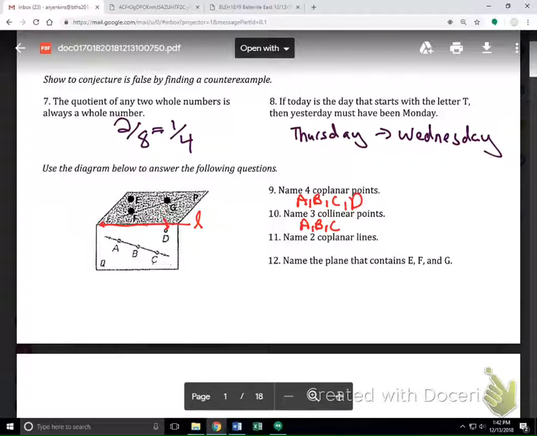So 2 lines that lie on the same plane? F, G. And which other one? Line. So the ones on the same plane are going to be line L and line FG. I did not put the little arrows to make that a line. We could have also said line L, and we could have said AB or AC. So line L is the crease between those 2 planes.